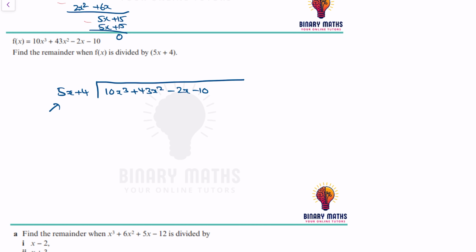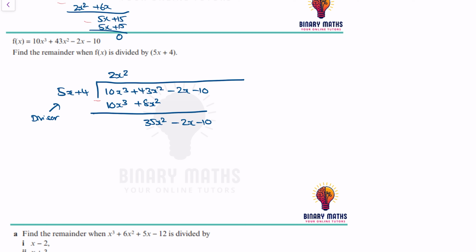So this is the divisor. Okay, 5x times what gives me 10x cubed? It is 2x squared. So when I do 2x squared times 5x, I get 10x cubed. 4 times 2x is 8x squared. And I'm subtracting these to see what I'm left with. So the first term always disappears, or else I've done something wrong. 43x squared take away 8x squared gives me 35x squared. Bring the other terms down.